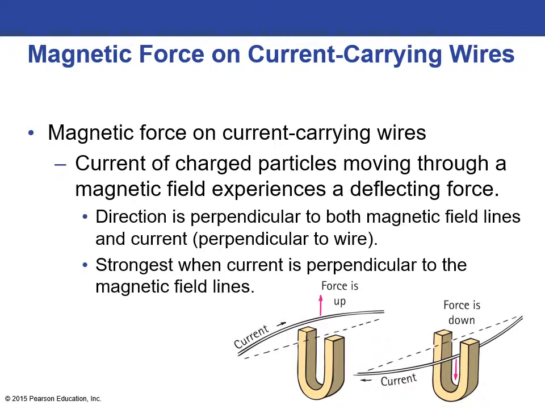And if you have the current moving one way, the wire will get deflected up. The current carrying wire, if you were to switch the current and have it go the other way, the wire would get pulled down. You'll see an example of this in the video on the next slide. And the force is strongest when the current is perpendicular to the magnetic field lines. So if you were to put it at another angle, this deflecting force will not be as strong.